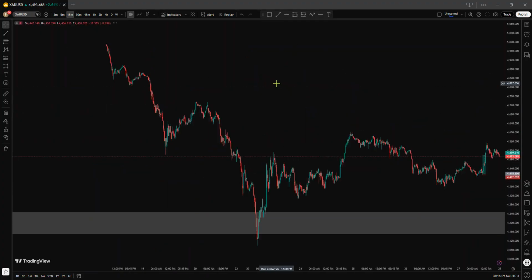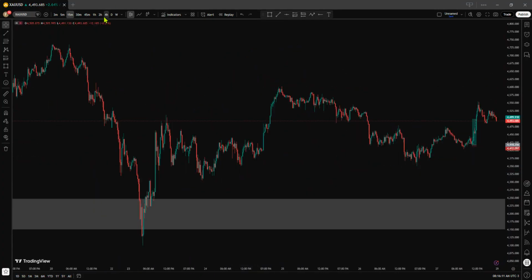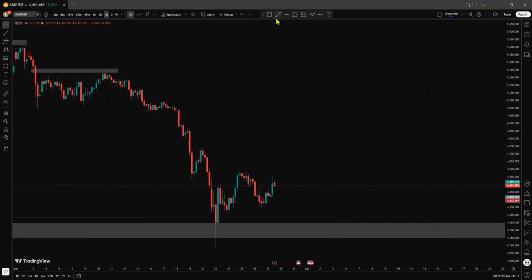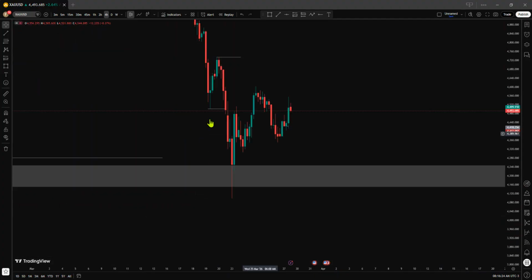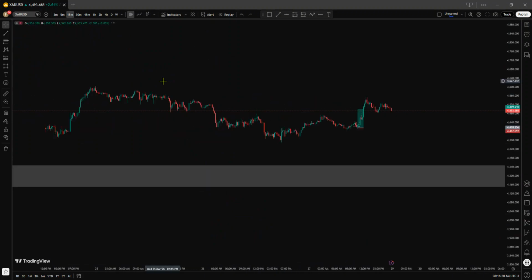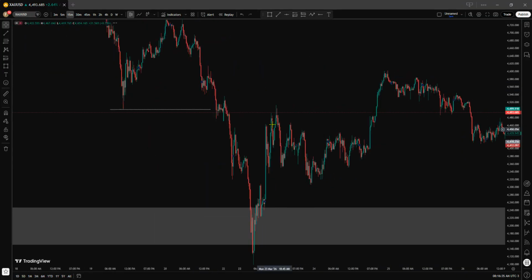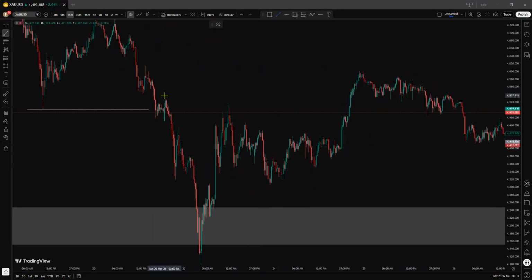Then I went to the 50 minutes to look at what it was. No, I then went to the 4 hours and I saw this structure right here. This was the last structure before price touched the weekly. So I know from this point on I still have an opportunity left to take a sell. And then I went to the 50 minutes and mapped it out.